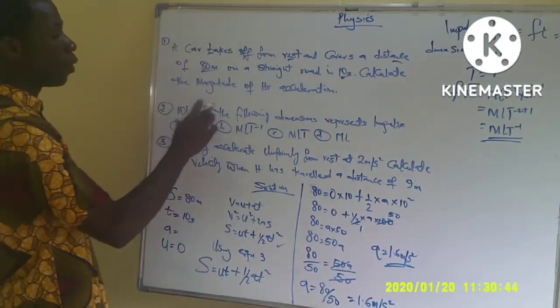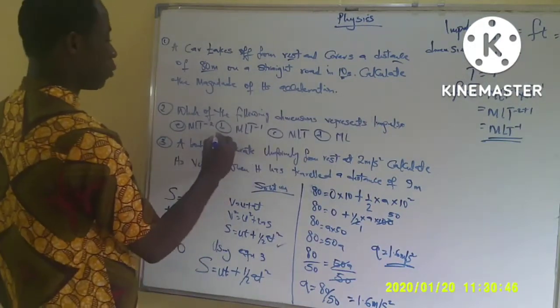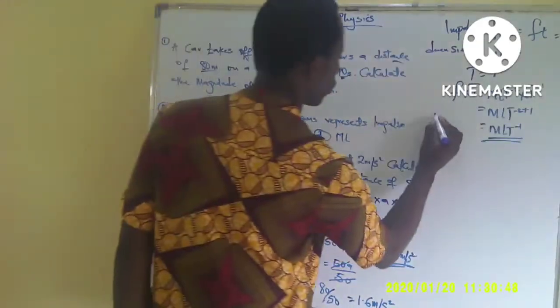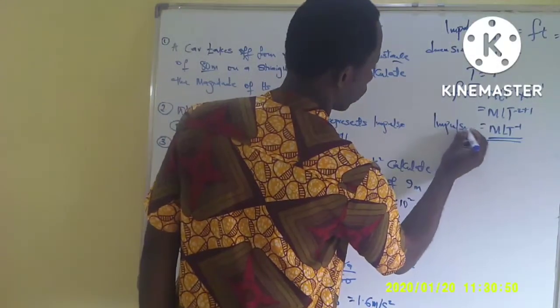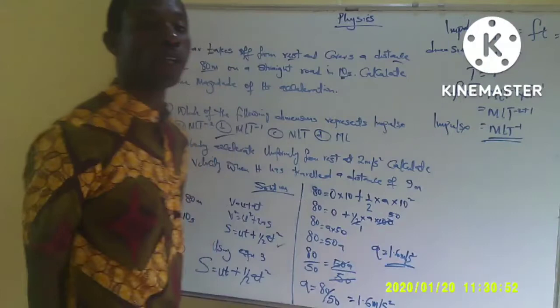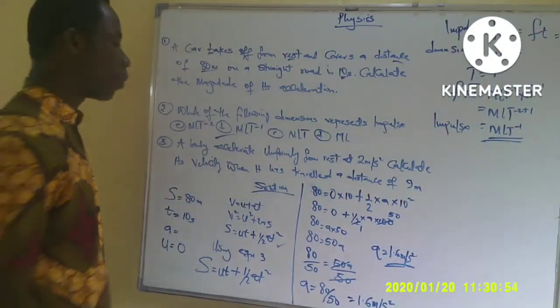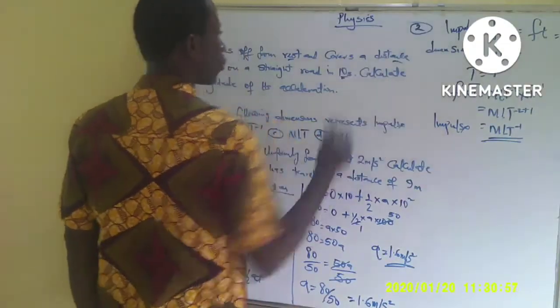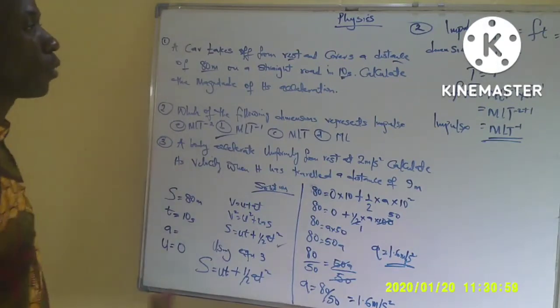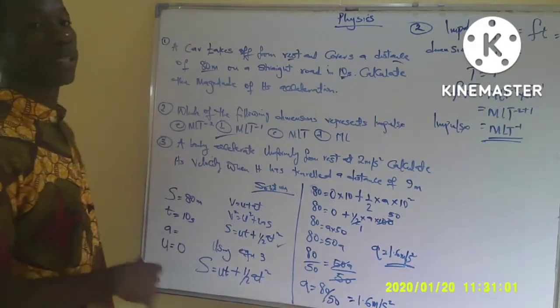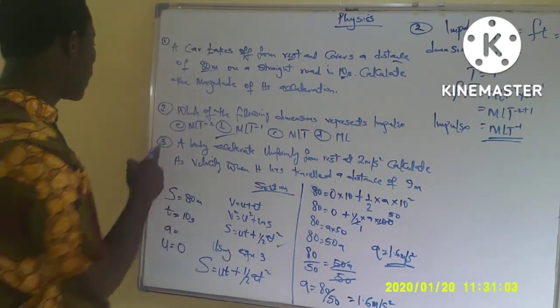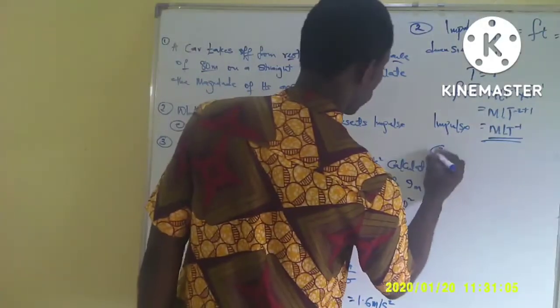So the dimension of the impulse is D. Yes, this is the dimension for impulse. That's in relation to question number 2. So please understand the dimensions. Once you understand the formulas, you're going to get the dimensions. You won't be confused. Then the last question, which is number 3.